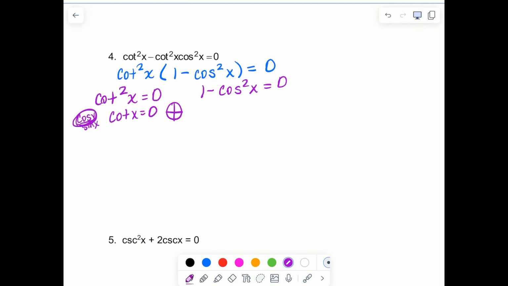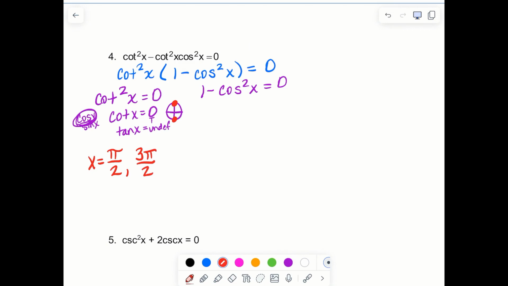Some people go to tangent. Remember, the flip of 0 is undefined. So where is tangent undefined? So you get here and here. So I'm not sure which way you like better of figuring out that one, but hopefully one of those two ways resonates with you, whether you think, oh, cosine needs to be 0 or tangent needs to be undefined.